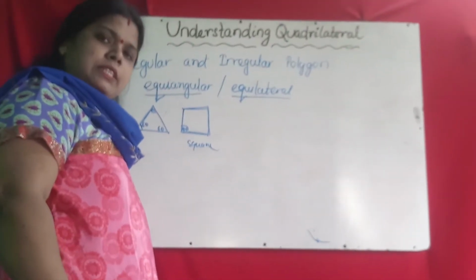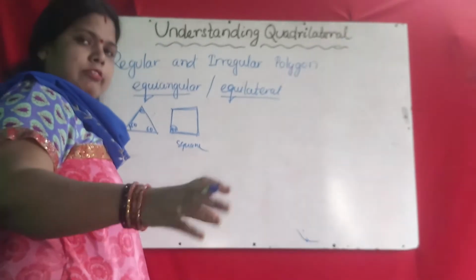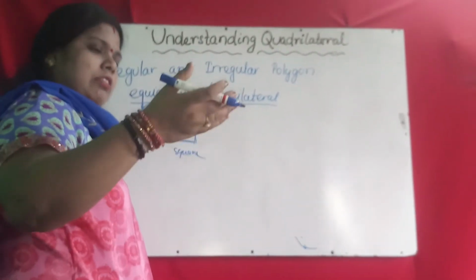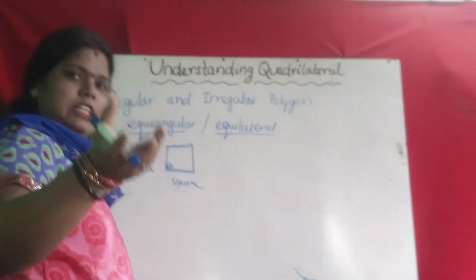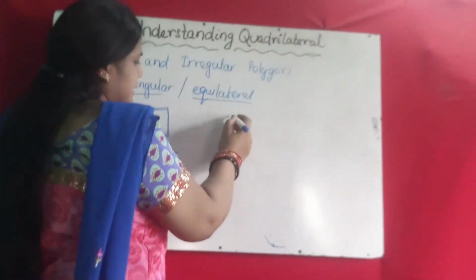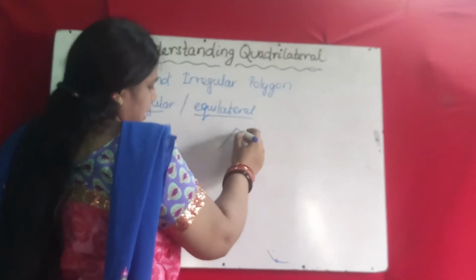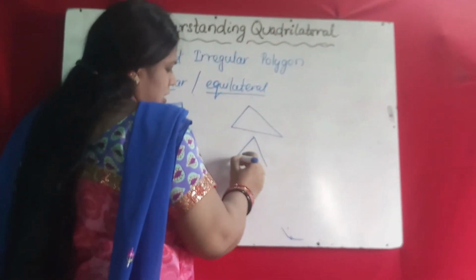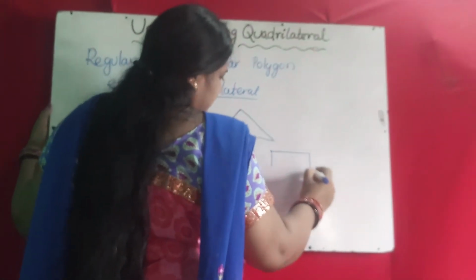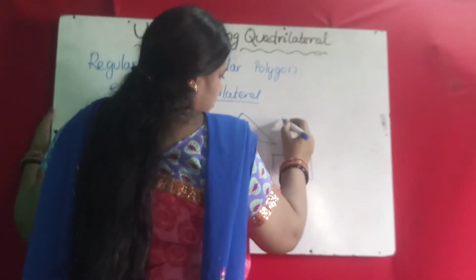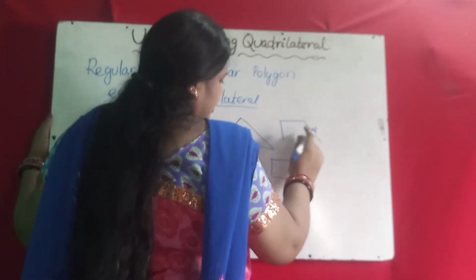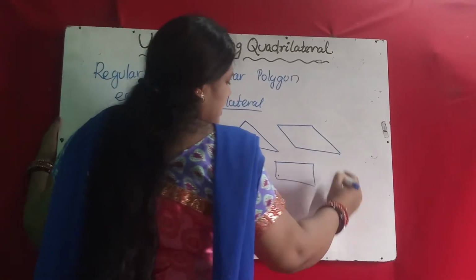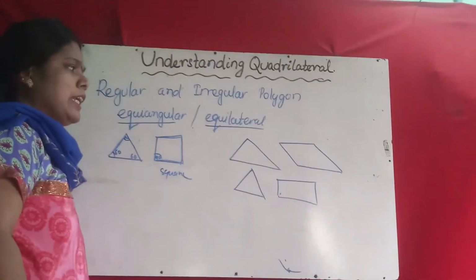Irregular polygons means a polygon whose sides are of different lengths, and obviously the angles will be different. Suppose a scalene or isosceles triangle, otherwise a rectangle, rhombus, or parallelogram. This type of figure is called an irregular polygon.